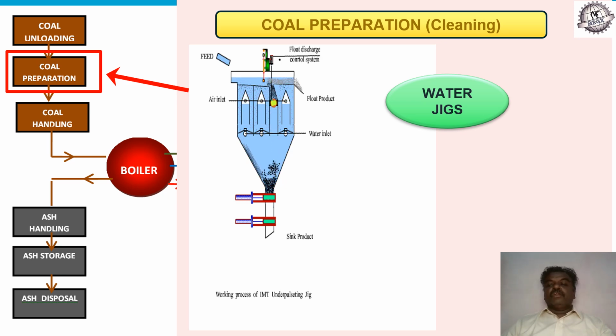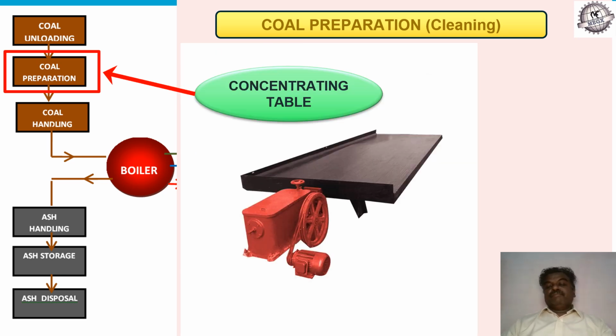The first is called a water jig. Basically, this is flushing the coal with the water, wherein the water would remove the impurities. The next mechanical facility that is available for cleaning coal is a concentrating table. Basically, that's a table which agitates back and forth, and the coal as well as the dust, because of their weight differences, get segregated, and the coal could be removed.